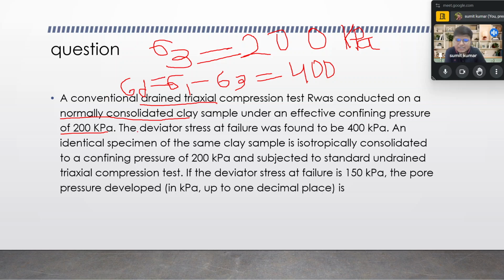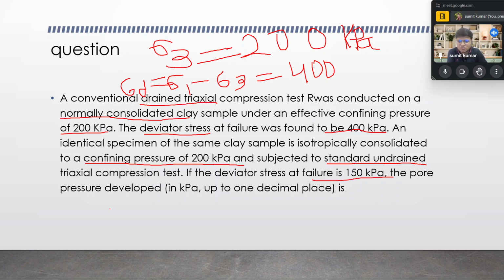Over here it is written that the deviator stress at failure is found to be 400 kPa. An identical specimen of the same clay sample is isotropically consolidated to a confining pressure of 200 kPa again and subjected to a standard undrained triaxial test. Here, undrained is an important word. If the deviator stress at failure is 150 kPa, then the pore water pressure developed is being asked.